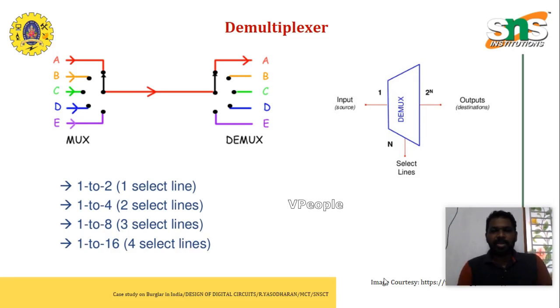Here we have 2^n outputs like A, B, C, D, E. We can choose any output channel to direct this input. For example, we can direct that input to the B output channel, C output channel, or D output channel, depending upon the select lines we are using. As with the multiplexer, we have different demultiplexers like 1 to 2, 1 is to 4, 1 is to 8, and 1 is to 16.